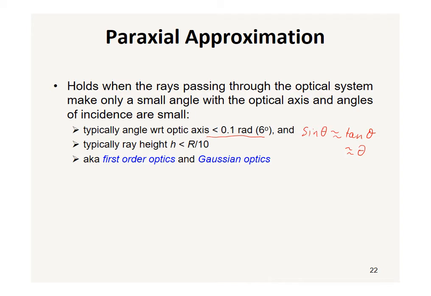And we're also going to only look at rays that are a short distance away from the optical axis. So the rays are going to be approximately parallel to the optical axis, and they're actually running close along the axis. This approximation is also known as Gaussian optics.